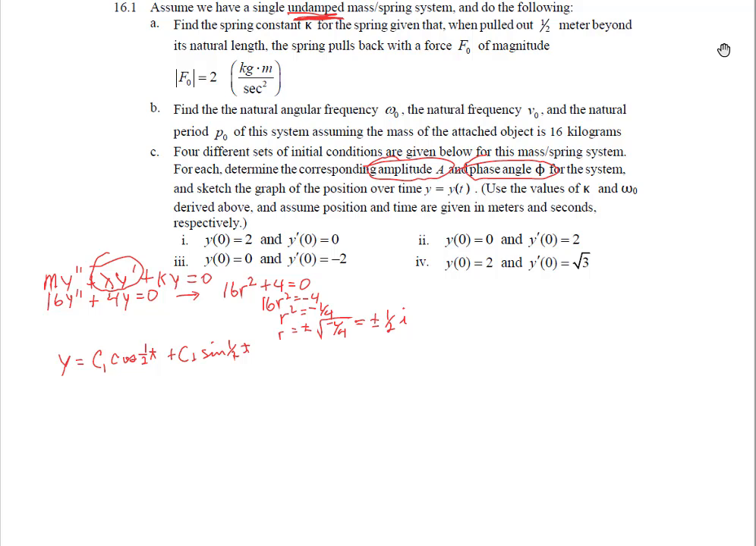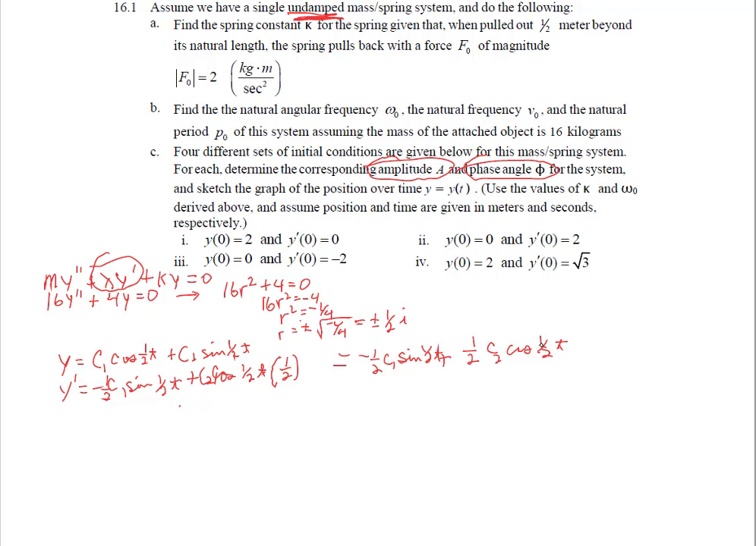Now to find the constants using those initial conditions, we're going to need the derivative of this, so we'll go ahead and find the derivative. The derivative of cosine 1/2 t would be a negative sine 1/2 t times 1/2, and the derivative of sine 1/2 t would be just cosine 1/2 t times 1/2.